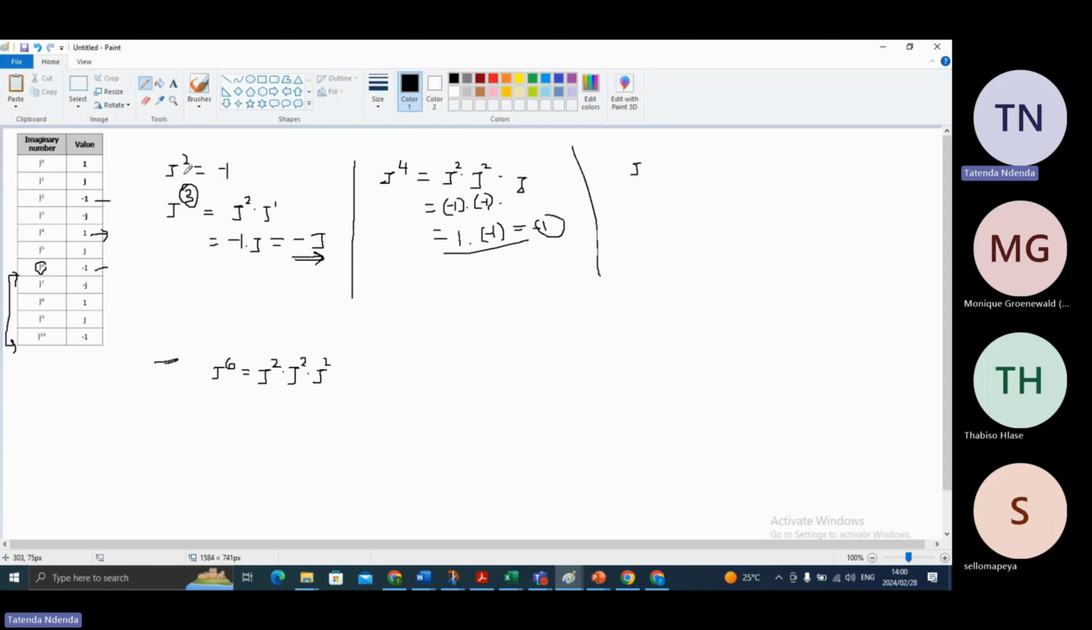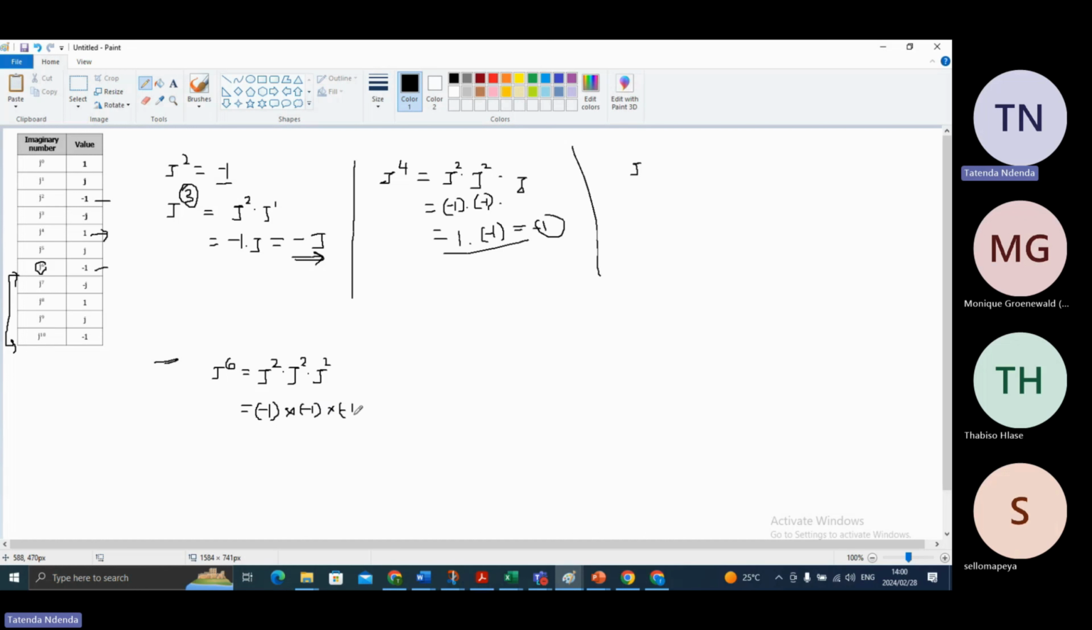But now we know that j squared is equal to -1, right? Yes. So meaning that here we're going to have -1 multiplied by -1. Remember, j squared on its own is -1, so there's no need to write squared. Multiplied by -1 again.